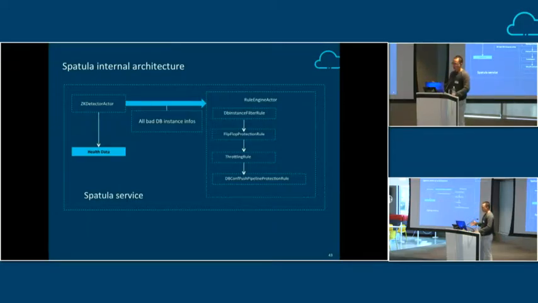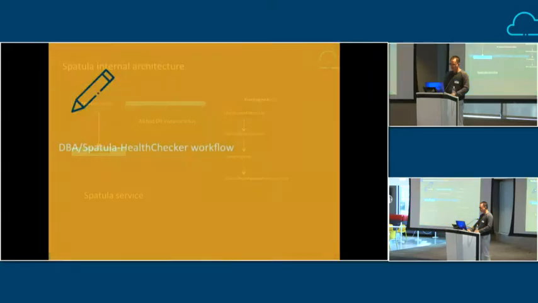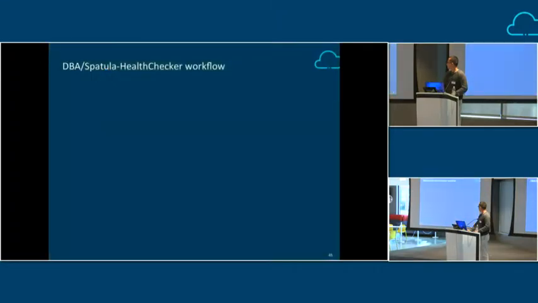In these exceptional cases, manual remediation is needed, which means we need the DBA and Spatula to work seamlessly to perform either the manual remediation or the auto remediation in a timely manner. This is why we designed and implemented this DBA Spatula workflow. In this workflow, let's assume on the DB server host 1, 3306, there are two database pods called X and Y.